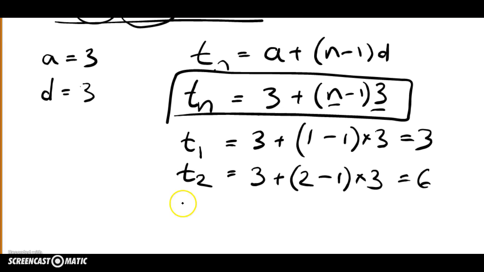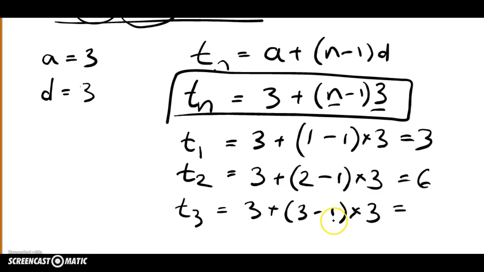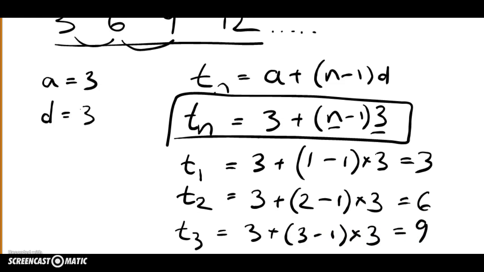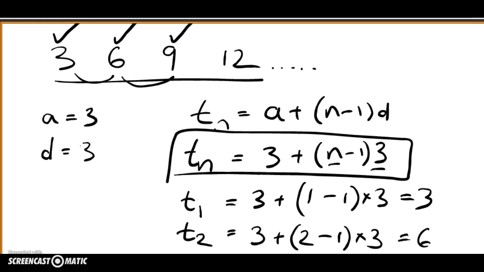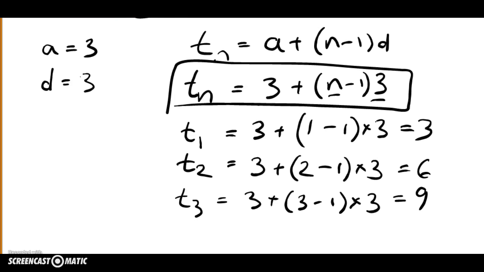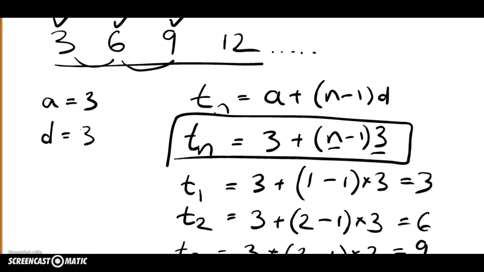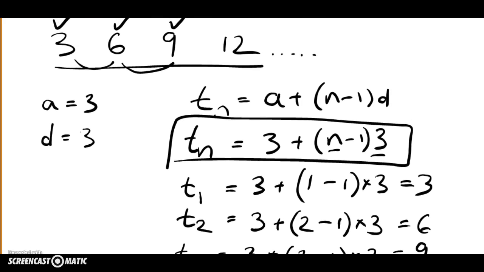Let's do term number 3, just to make sure. Term number 3 is 3 plus 3 minus 1 times 3. 3 minus 1 is 2, 2 times 3 is 6, 6 plus 3 is 9. And what do you know? 3 terms out of 3. And you can take my word for it, this general equation works for this sequence.